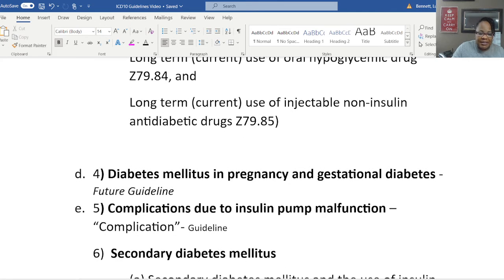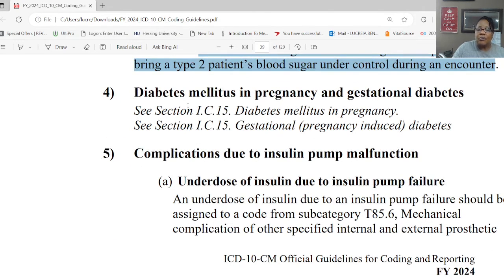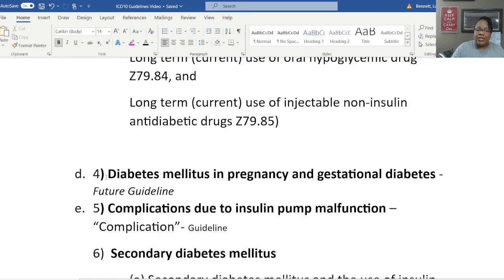All right, we're down to D, or number 4. Let's go back to the guidelines. Diabetes in pregnancy. Notice that this is removed. When we get to pregnancy, we're going to be coding quite a bit of information. So I just put on here future guideline because, again, those pregnancy codes take precedence, but we'll get to those later on in the guidelines. Let's look at 5.